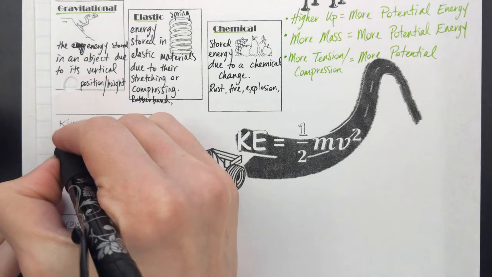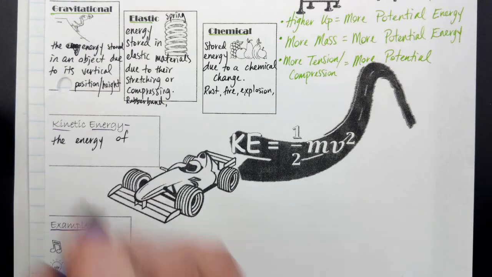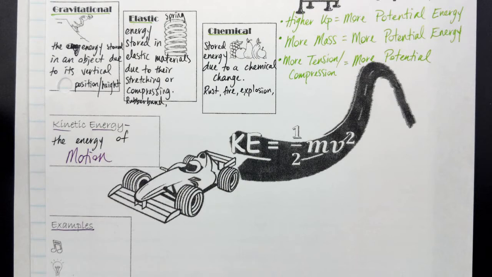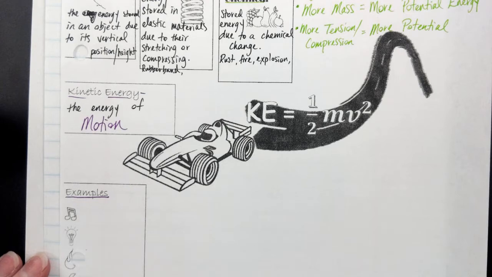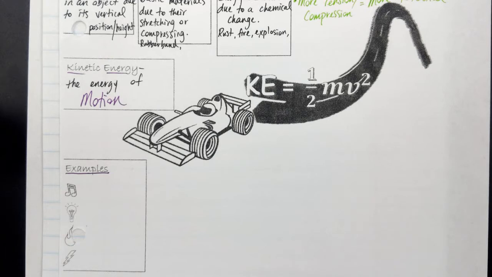Kinetic energy is the energy of motion. Very simple. Okay, down here we have examples of kinetic energy. What's the first one? What kind of energy is that? It is kinetic, but what would they call it? Sound energy.